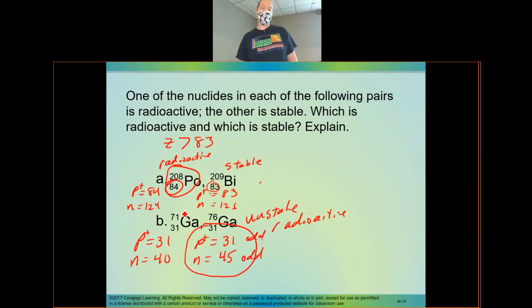And the other side would be stable. And so that again is a prediction that is not 100% sure. There are 5 that have an odd and an odd that are stable. But again, the majority of them are unstable, which is radioactive.